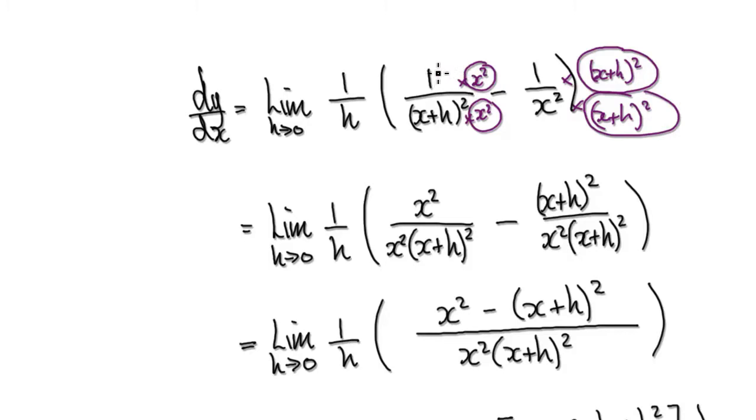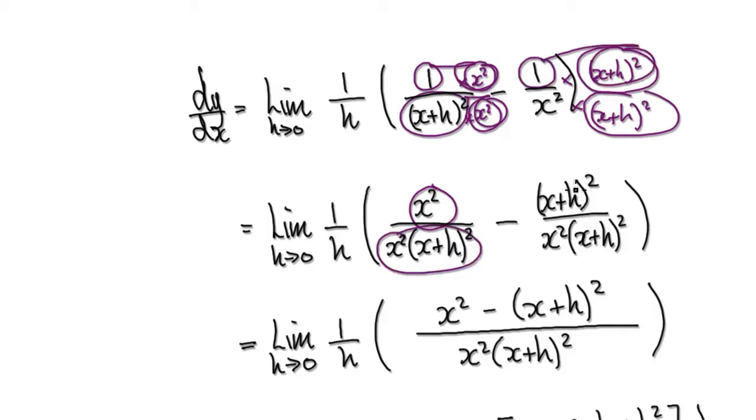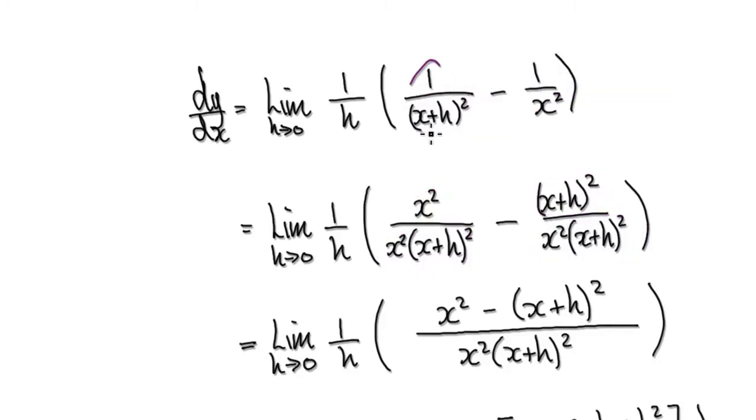So now this times this will then give you x squared, this times this will then give you this, and then 1 times this will then give you this, and then this times this will then give you this. So basically we're just merging these two fractions together. That will then give us this.